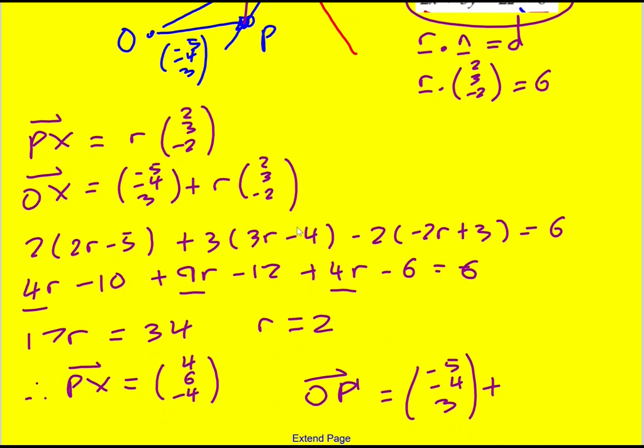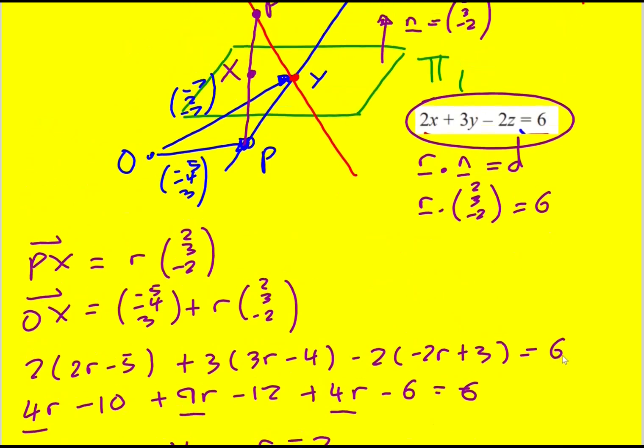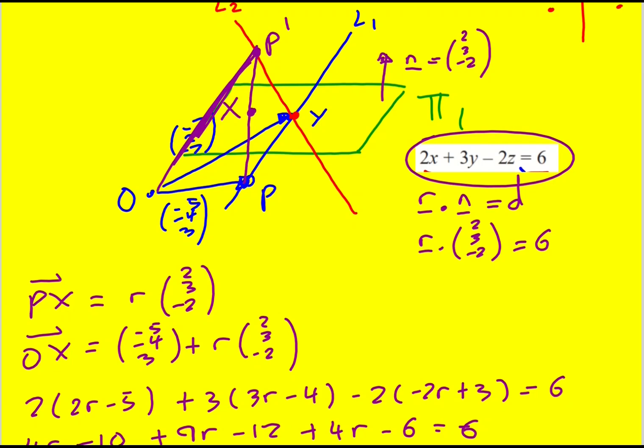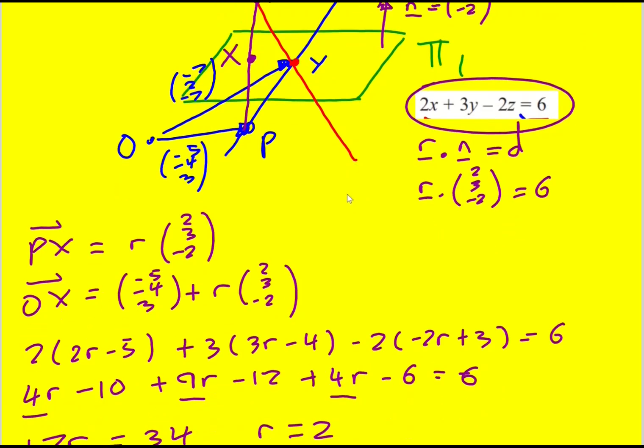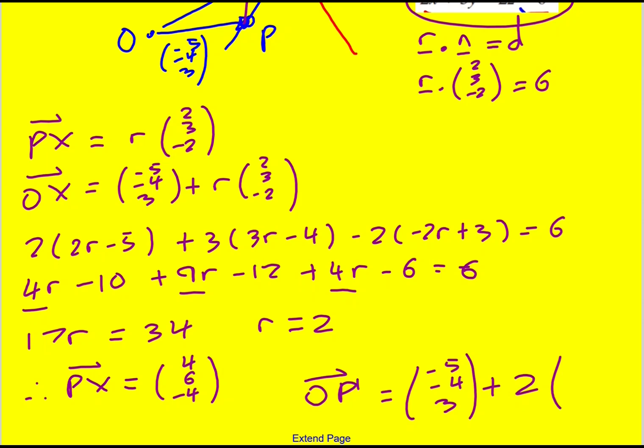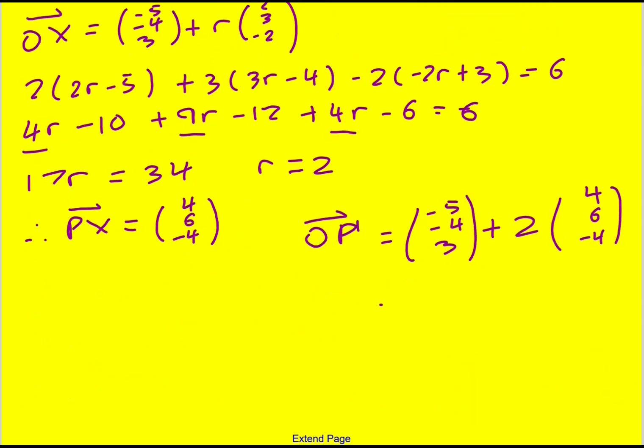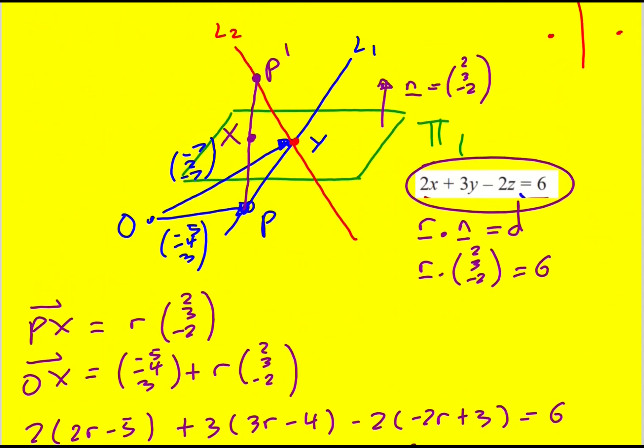So then it's twice that PX. Let me just say again, I want to get from O to P dash. So what I'm doing is going from O to P, and I'm going from P to X, and then X to P dash. That's just twice PX. So it's going to be 2 lots of 4, 6, minus 4. And that is going to equal minus 5 plus 8 gives me 3, minus 4 plus 12 gives me 8, and 3 minus 8 gives me minus 5. 3, 8, minus 5.